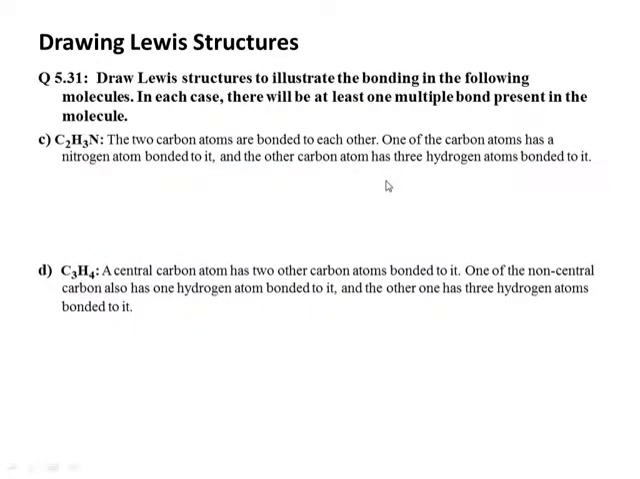Okay. Now here's a little bit more involved problem. We have to draw a Lewis structure for these substances, but they've given us some criteria. C2H3N, but the 2 carbon atoms are bonded to each other, and one of the carbon atoms has a nitrogen attached to it, and the other carbon has 3 hydrogen atoms bonded to it.